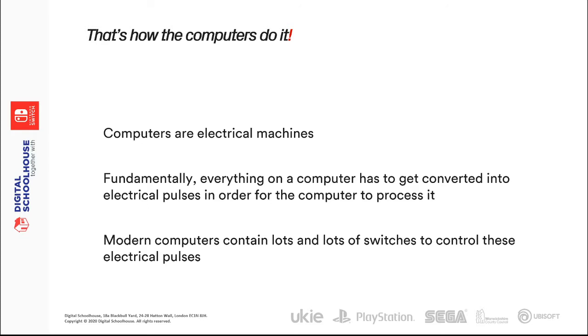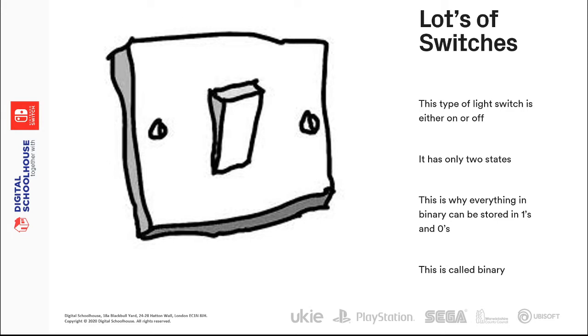So binary is used because computers are electrical machines. Fundamentally, everything on a computer has to be converted into electrical pulses in order for the computer to process it. And the way that computers do that is using lots and lots of switches to control these electrical pulses. So why use lots of switches? Because a light switch can either be on or off. In fact, any switch can be on or off. It only has two states, on or off. And that's why everything in binary can be stored as ones and zeros, because one represents on and zero represents off. And we call that binary.